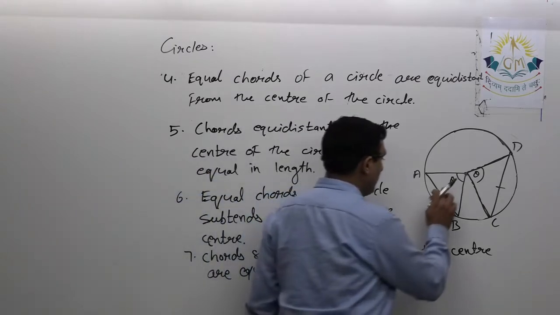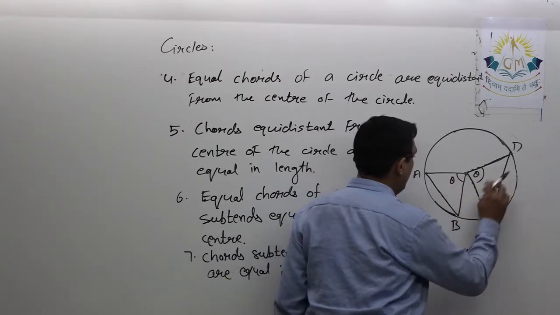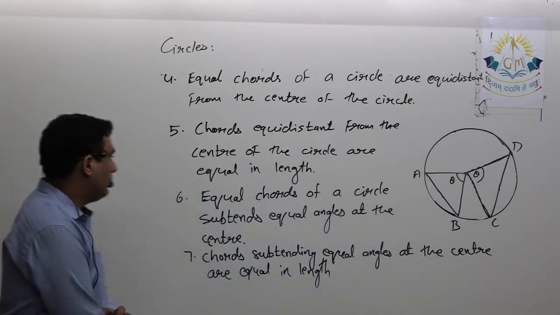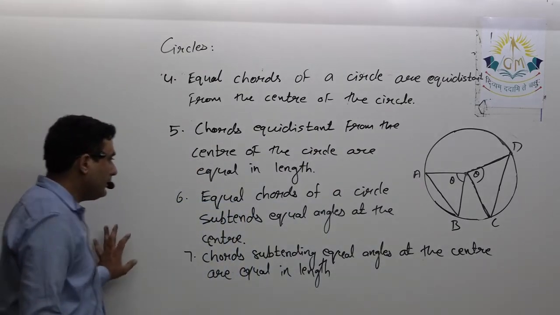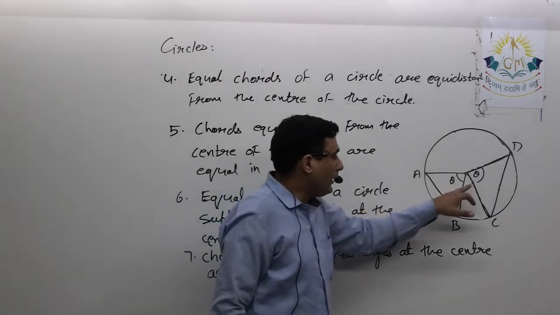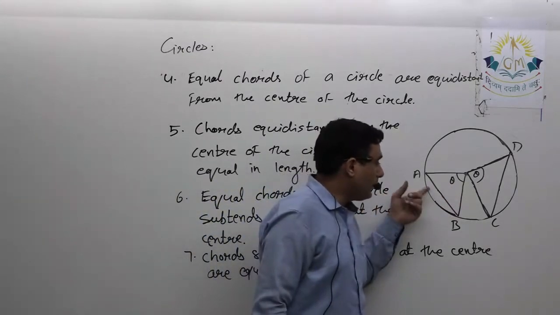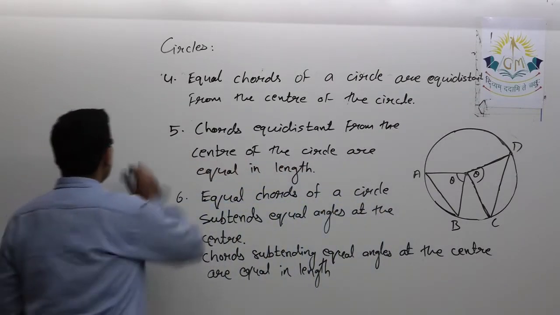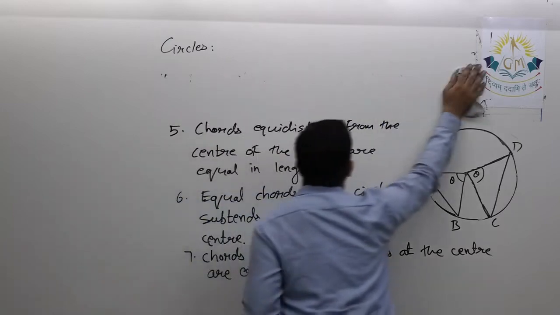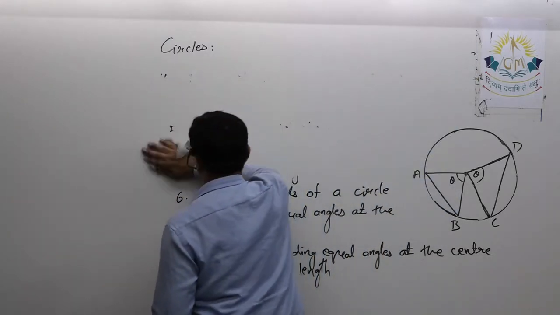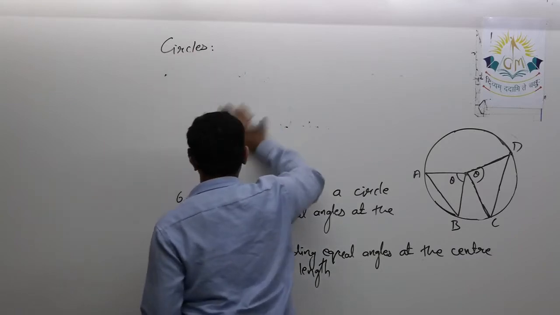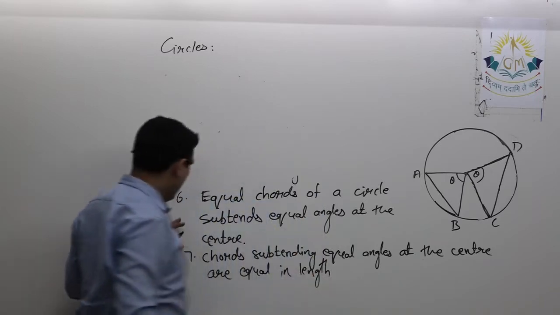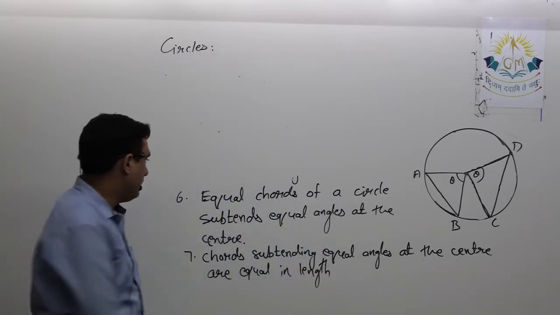Now it is given that if these two angles by AB and CD at the center are equal, then definitely we'll say AB is equal to CD. Chords which subtend equal angles are equal in length, and if the chords are equal in length, the angle subtended by them at the center will be equal. So this is a very important theorem, the seventh one. Although all the theorems are important, so many questions can be created on theorems 6 and 7.